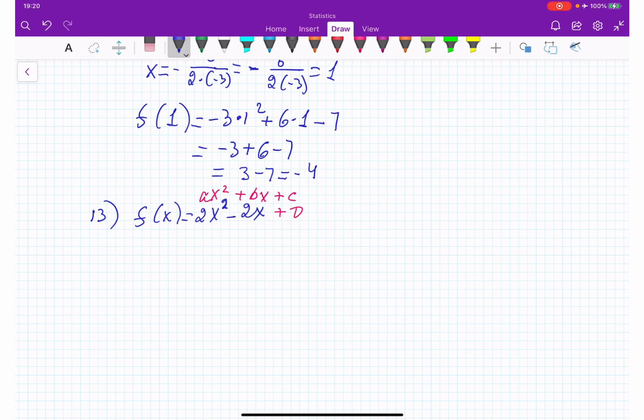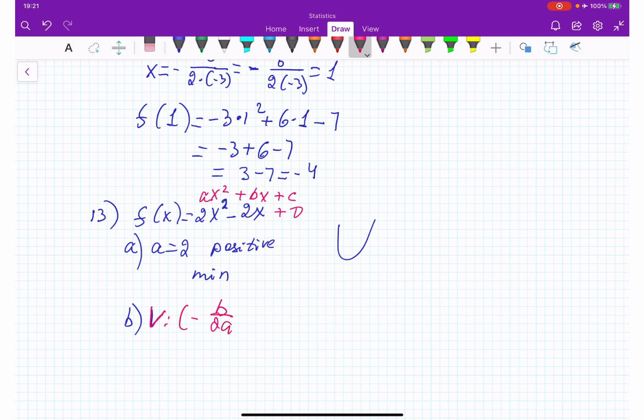Okay, so a is equal to 2, which is positive, right? Therefore, we are going to have a minimum, right? The graph will go up, right? Okay, now let's do the vertex. Vertex: -b over 2a and f of -b over 2a.